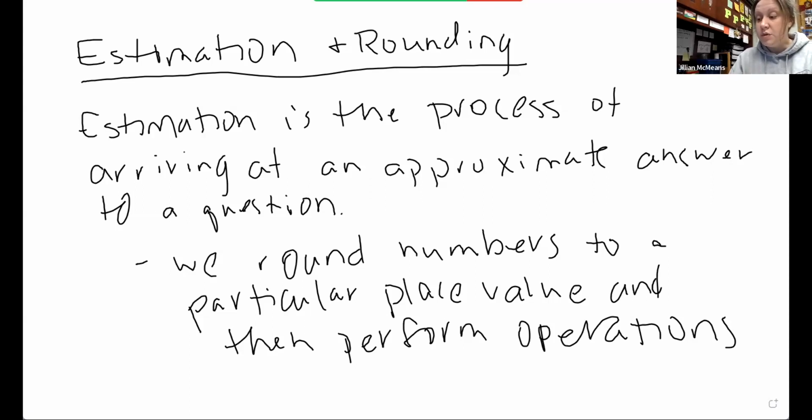Okay, so what we'll do is we'll take these numbers, we'll round them to a particular place value, and then we'll perform operations on them. That will give us an approximate answer that's usually really close to, in the ballpark of what the actual answer would be. But by rounding the numbers first, we make them easier to work with. And that's really the gist of estimation. Okay, so let's talk about a few more things just involving numbers in general, and then we'll dive into actually how to round, and then we'll do some practice problems with estimation.